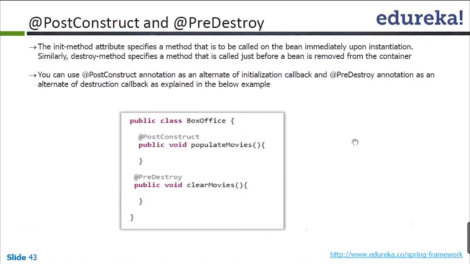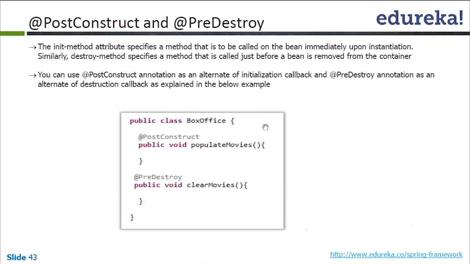Next, @PostConstruct and @PreDestroy. The init-method attribute specifies a method that is to be called on the bean immediately upon instantiation. Similarly, destroy-method specifies a method that is called just before a bean is removed from the container. So you must be able to map this with your InitializingBean, DisposableBean, init-method, destroy-method, right? Yes, you are correct. This is the same as that.